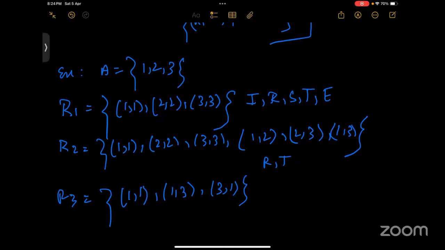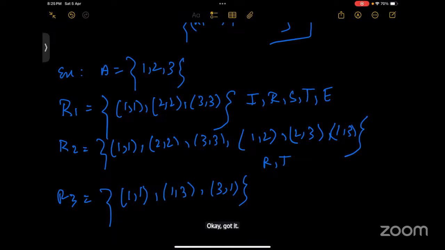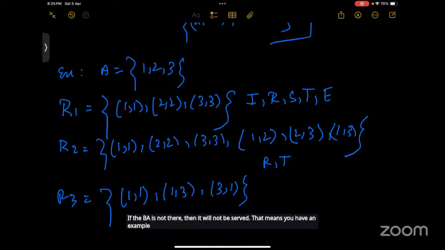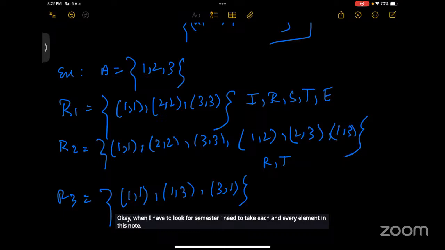Ma'am, for R2, for symmetry, we need to check each and every element, isn't it? Yes. Whenever you can find any AB, you have to look for the BA. If the BA is not there for any AB present in the set, then it will not be symmetric. That means you have an example which contradicts the definition, right? Okay, so when I have to look for symmetry, I need to check each and every element in this set. Yes, correct.